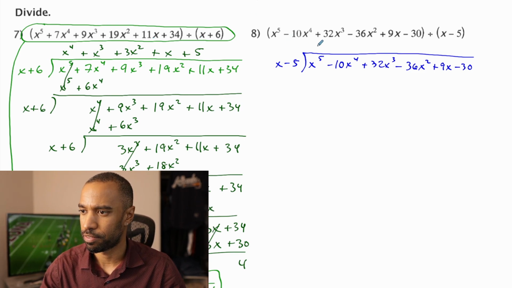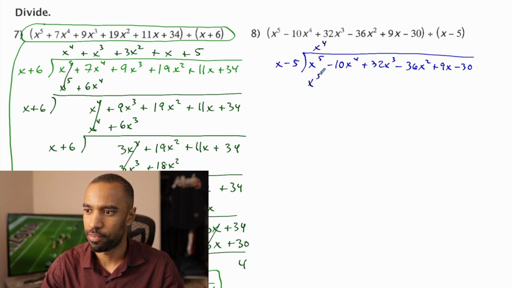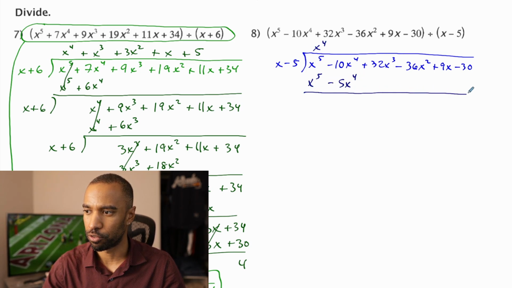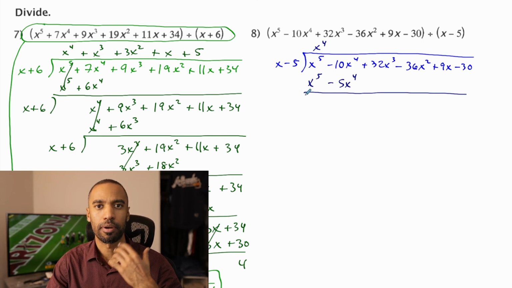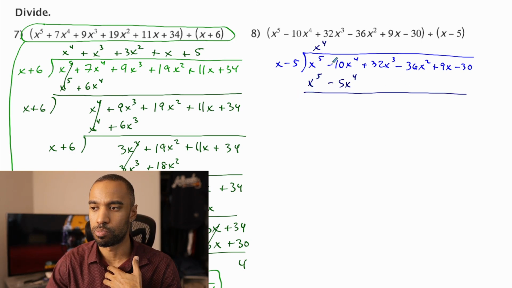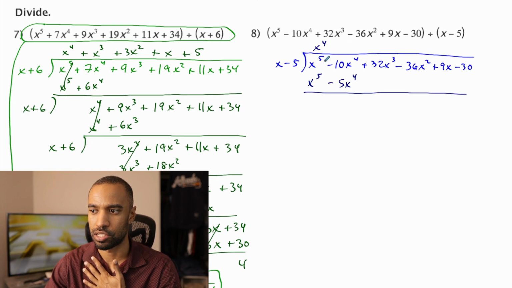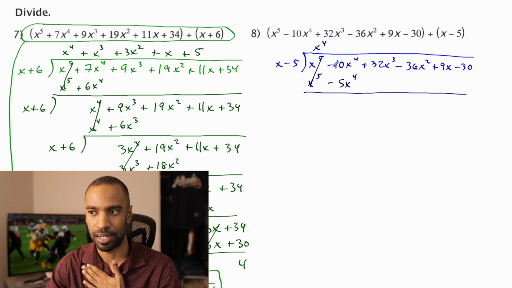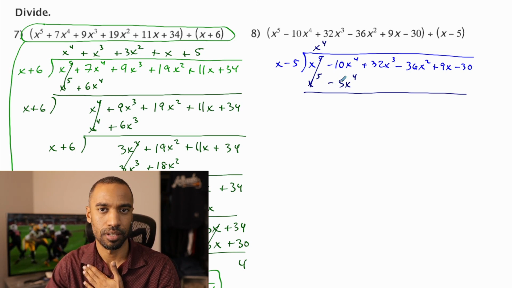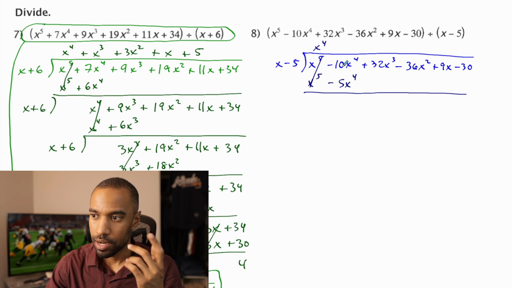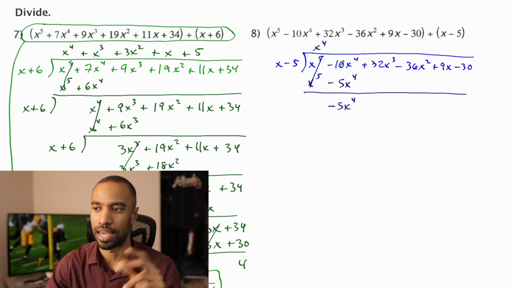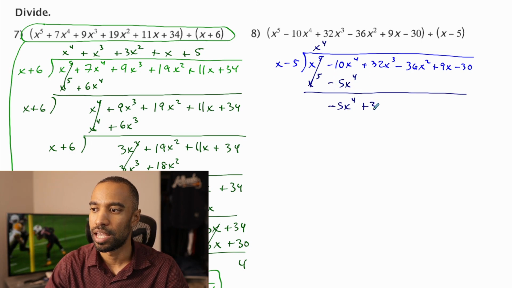x goes into x to the 5th: x to the 4th times x is x to the 5th. Negative 5 times x to the fourth is negative 5x to the fourth. Now here's where you've got to be careful involving subtraction. I am subtracting this minus this is 0, but this minus this, be careful. Negative minus negative becomes positive. Negative 10x to the fourth minus negative 5x to the fourth is negative 5x to the fourth. Again, subtracting the negative becomes addition. And then the rest goes down there.